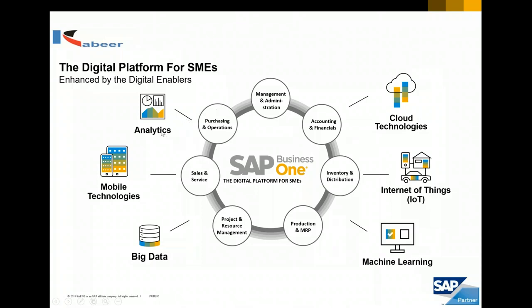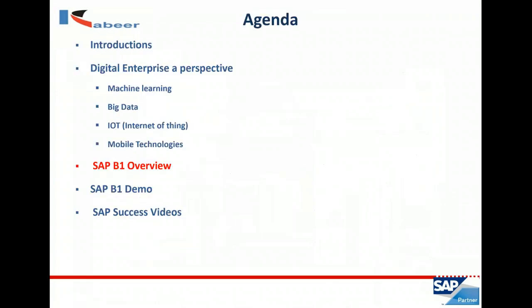And then you can connect with them analytics. Then you can do reporting. Then you can connect with the mobile devices. Then you can connect with your big data. Then you can connect with the cloud technology. Then you can connect and take advantage of Internet of Things. Then you can take advantage of your machine learning. And then it becomes your end-to-end digital platform for small and medium businesses.